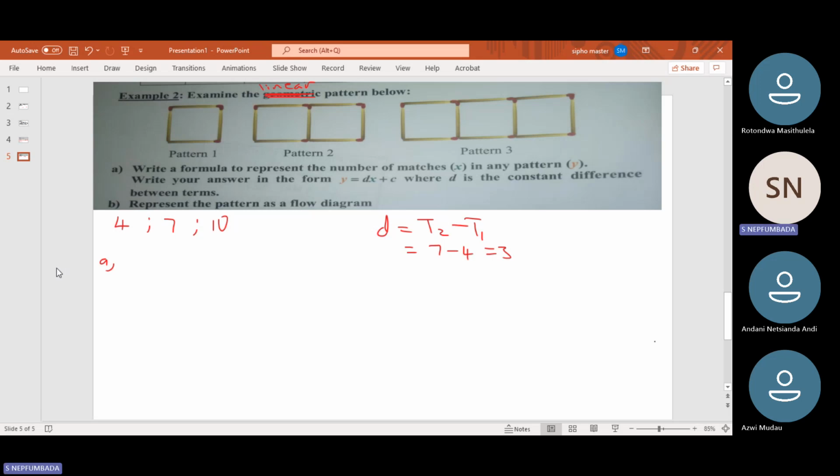So the constant difference between each term is 3. From our formula y equals dx plus c, where d is the difference, we know our d, so we've got 3x plus c. Did you get it?